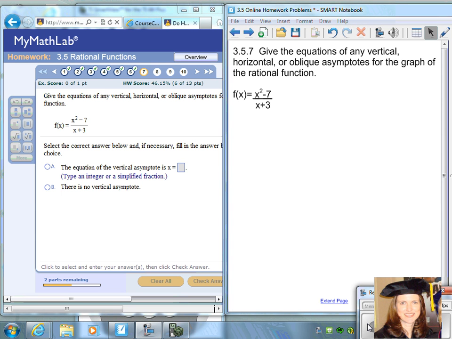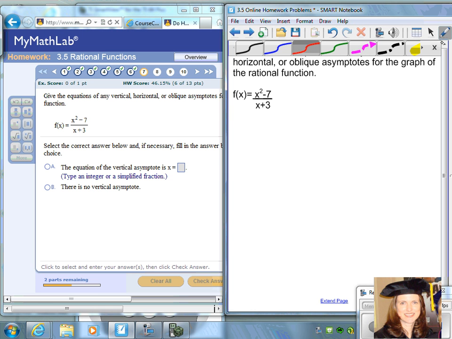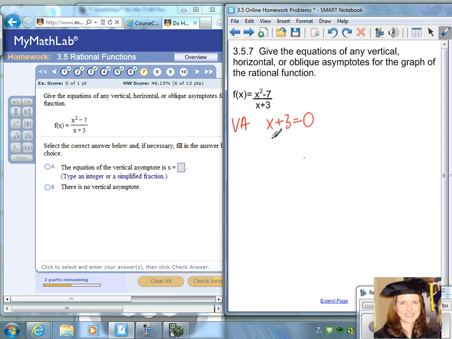Section 3.5 Rational Functions, question number 7, says to give the equations of any vertical, horizontal, or oblique asymptotes for the graph of the rational function. This graph does have a vertical asymptote, and you find the vertical asymptote by setting the denominator equal to 0. So we set x plus 3 equal to 0, and we get x equals negative 3 as the equation of the vertical asymptote.